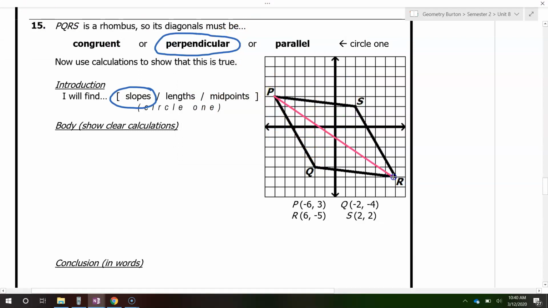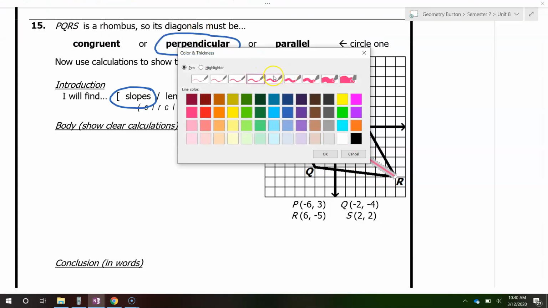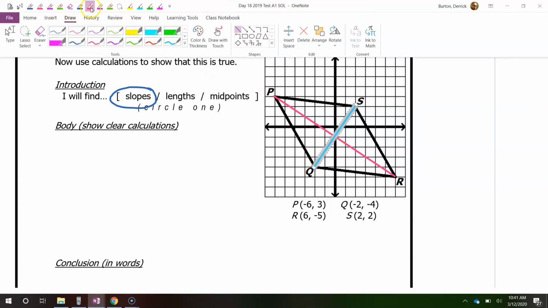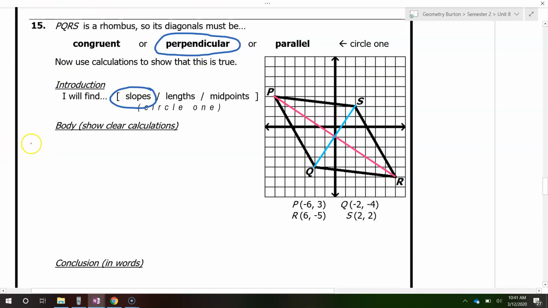When we talk about the diagonals of a quadrilateral, we are talking about the segments that connect opposite angles. So segment PR is one diagonal. And for example, segment QS is the other diagonal. There are only two diagonals, and here they are. So we need to find the slope of each of those. Let's start by finding the slope of PR.